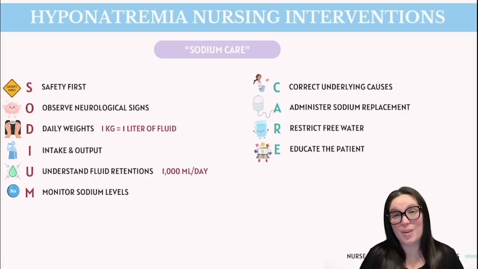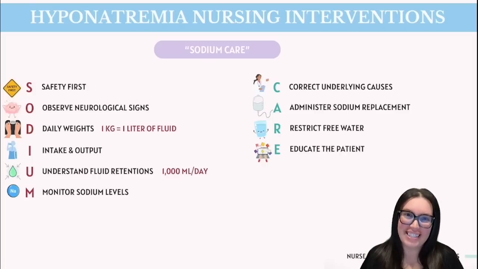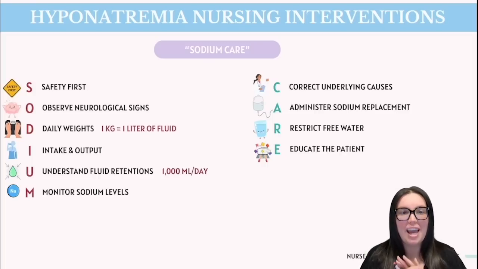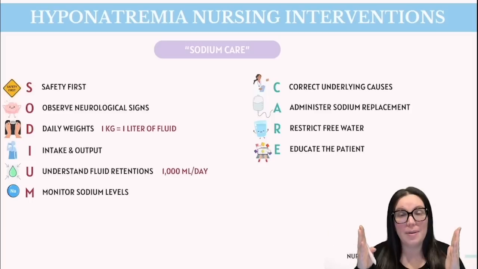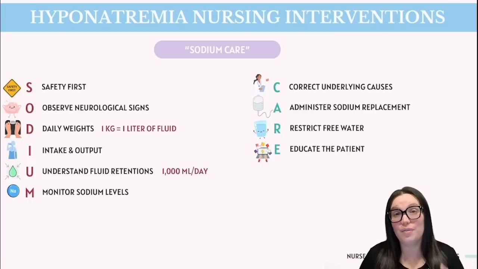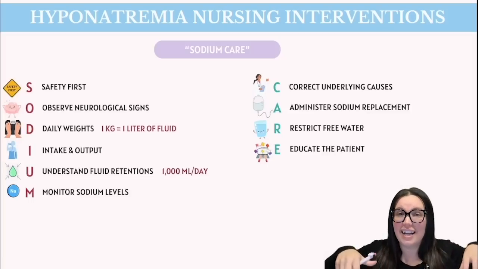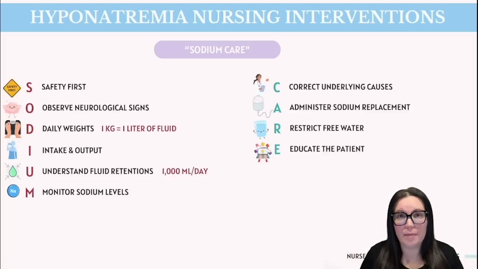We use the mnemonic sodium care to help us remember the interventions. For S, we have safety first. Patients with hyponatremia, especially severe cases, are at an increased risk for confusion, seizures, and falls. Minimally, we want to ensure that their bed rails are up, they have fall risk protocols in place, and their call bell is within reach. For more severe neurological symptoms, we want to prepare seizure precautions like padding the sides of the rails so that we can prevent them from potentially hitting their head in case of a seizure. You may also see a Foley catheter placed to prevent patient harm, but that's usually last case scenario.